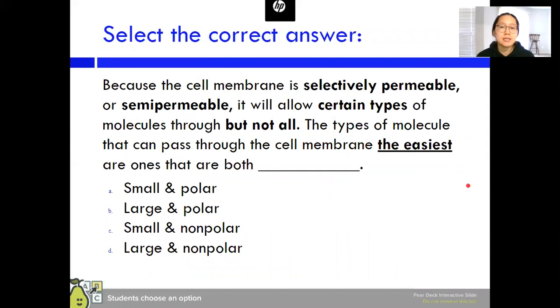Because the cell membrane is selectively permeable or semi-permeable, it will allow certain types of molecules through, but not all. The types of molecule that can pass through the cell membrane the easiest are the ones that are both. And I'm going to ask you to select your answer. Select A, B, C, or D.